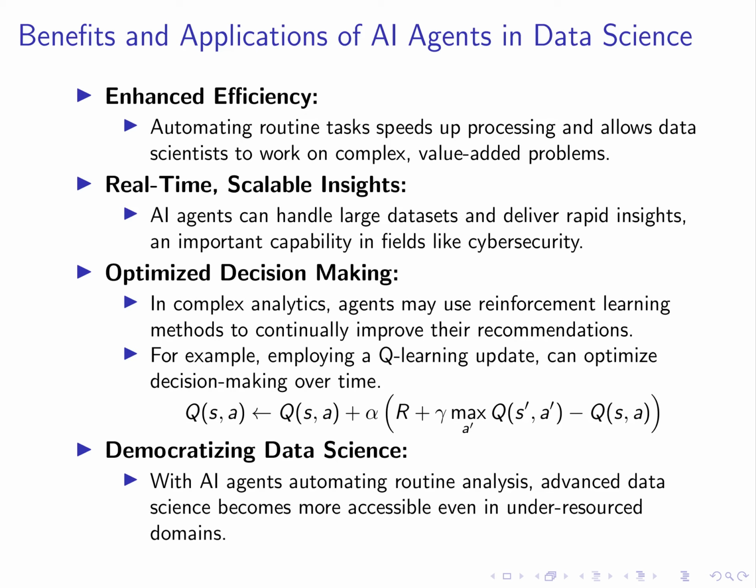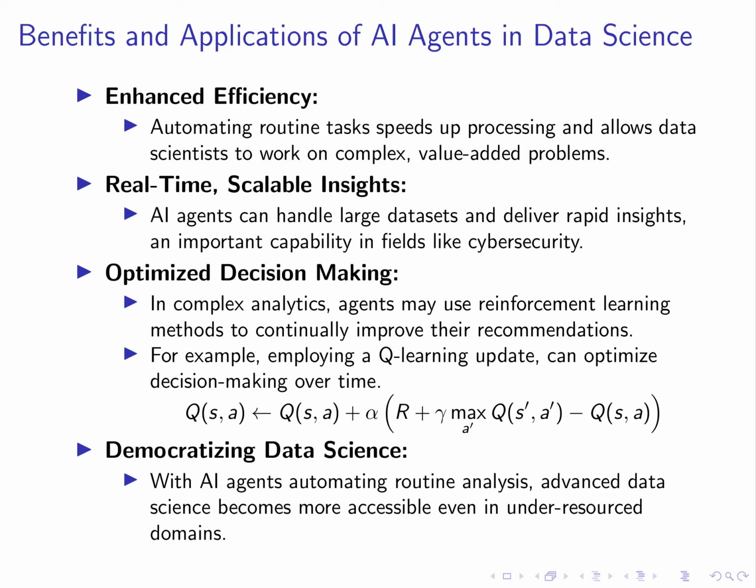Optimized decision-making. Another important application is in optimizing decision-making. AI agents use methods such as reinforcement learning to constantly refine their recommendations. For example, using a Q-learning update rule allows an agent to incrementally improve its performance by learning from every decision it makes. This continuous optimization is crucial in complex analytics, where small improvements can lead to significantly better outcomes over time.